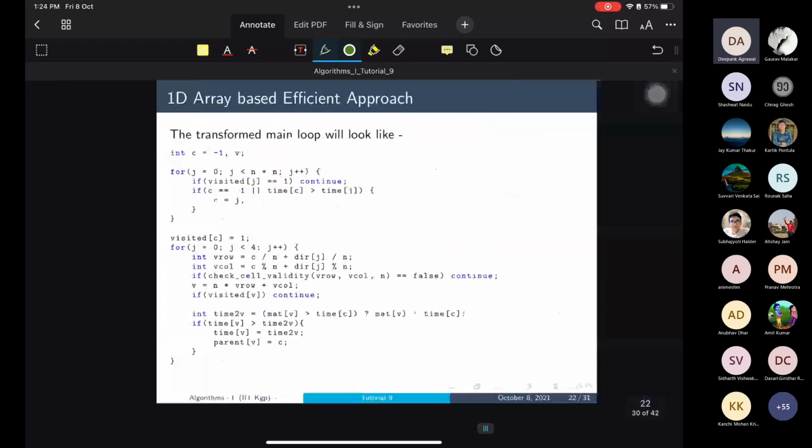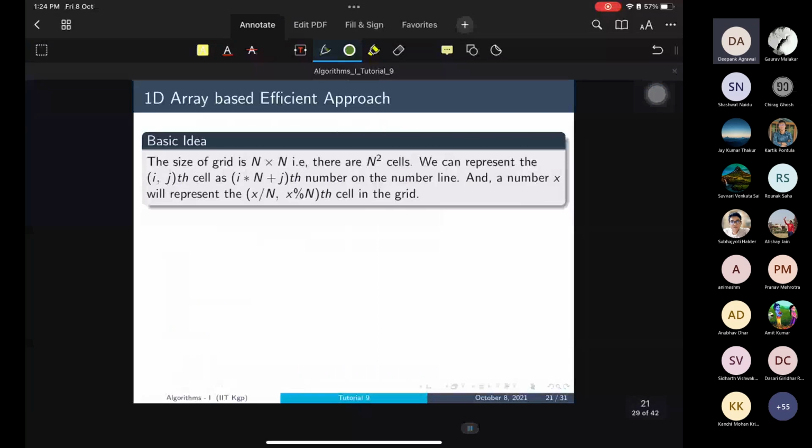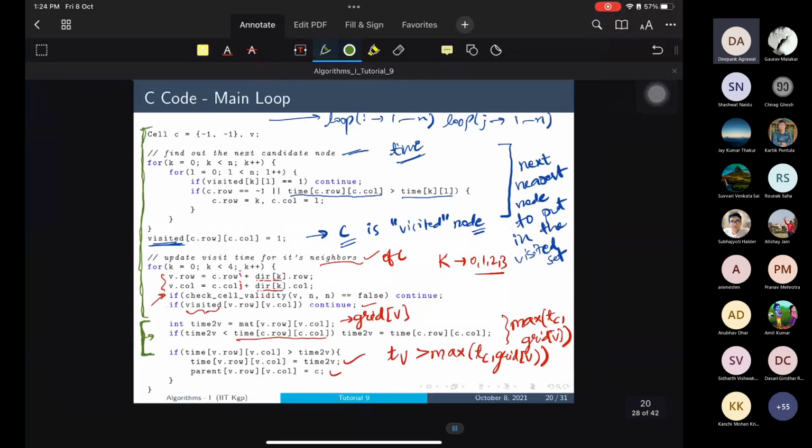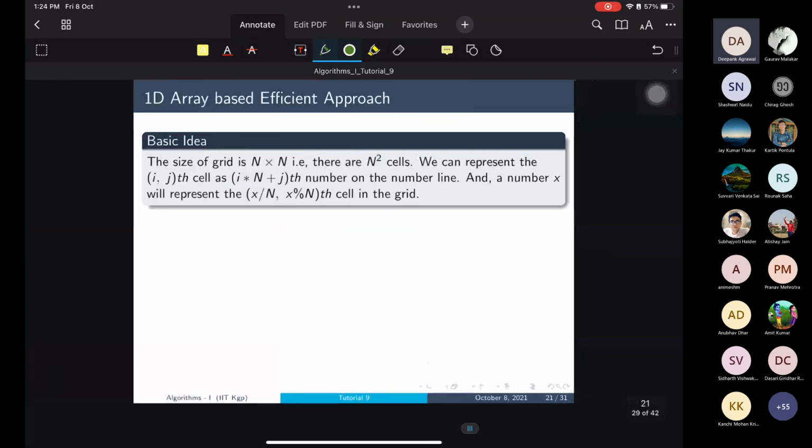Okay, we are almost done, so don't get bored. Here we can see that for everything we are using a 2D array. For visited we have a 2D array, for time we have a 2D array. For everything we have a 2D array, but you can do it using a 1D array only. Let me show you how.